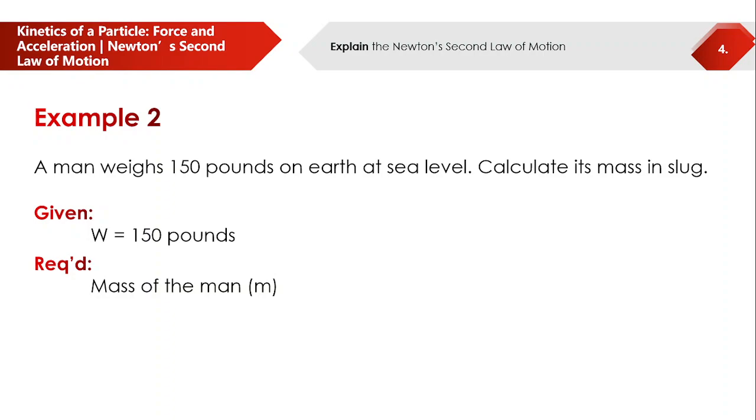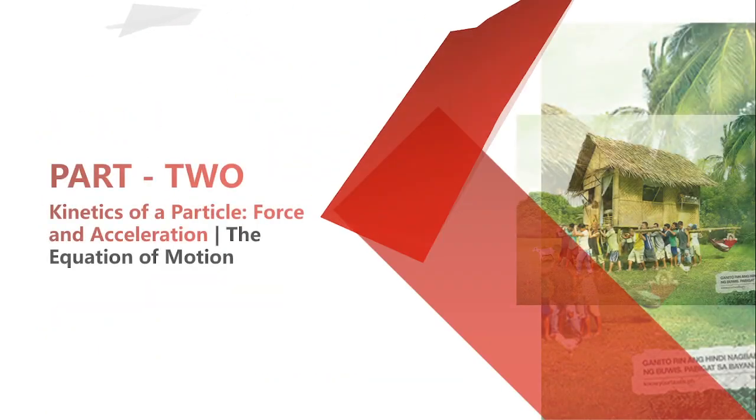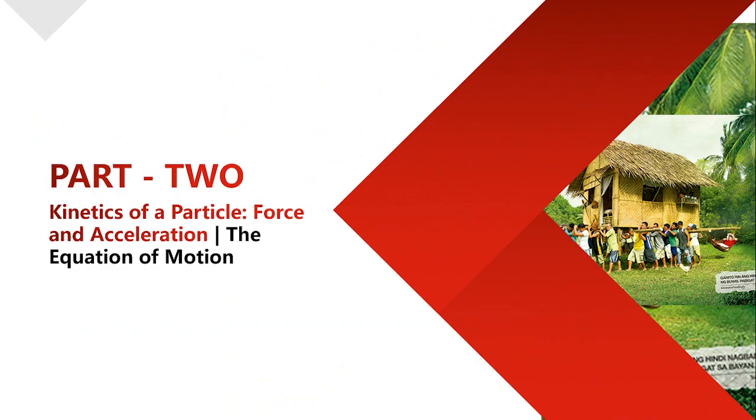Okay? And then the mass of the man is what is required here. So, the formula is mass is equals to weight over g. So that would be 150 pounds divided by 32.2 feet per second squared. So we'll call it slugs. Okay, the mass is equals to 4.66 slugs. So that's basically how to compute your weight.